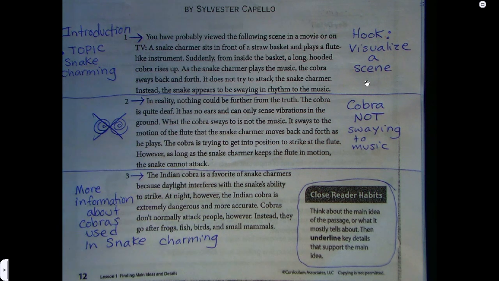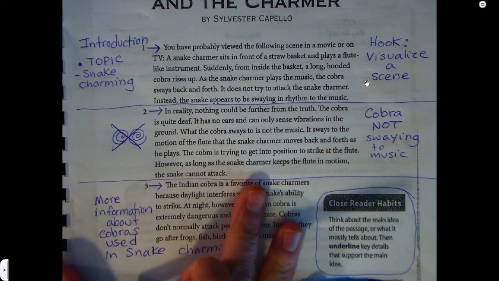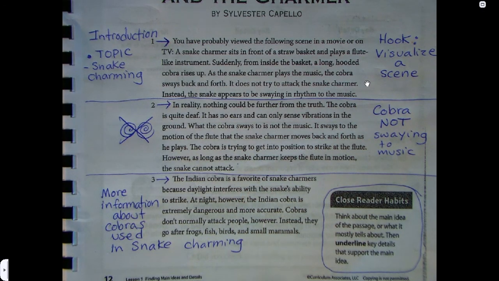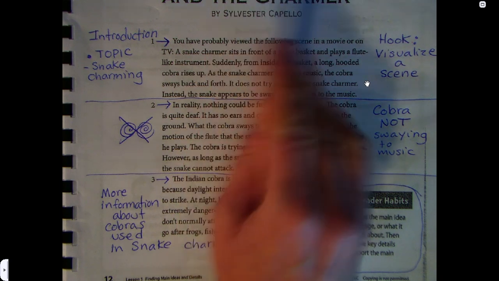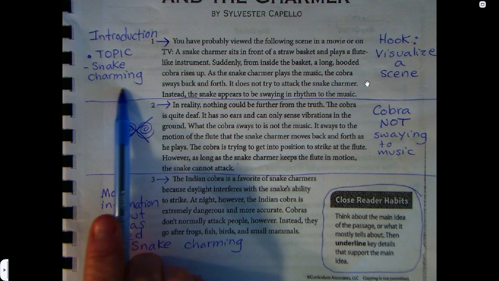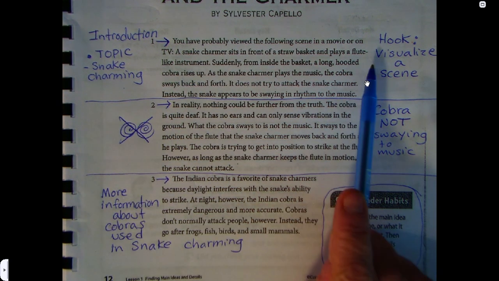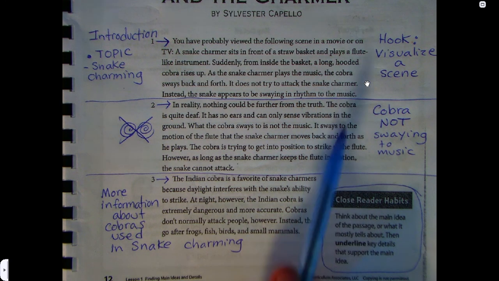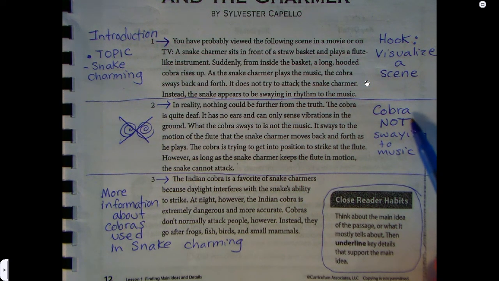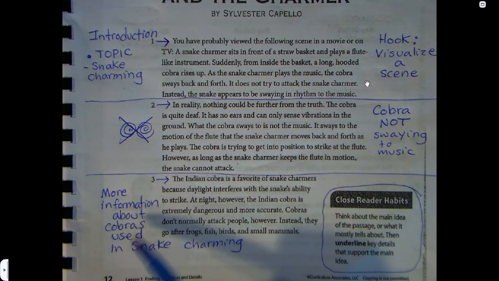All right, so remember, now that we've read the text, we've done our close reading, we did our annotations, our notes. Before we move on, let's review. Let's use our notes to review. Well, this passage, the snake and the charmer, it's about snake charming. And in the beginning, we're visualizing a scene of what snake charming might look like. But the author wants me to know that cobras actually are not charmed by music. Cobras are used for snake charming for a couple of reasons.